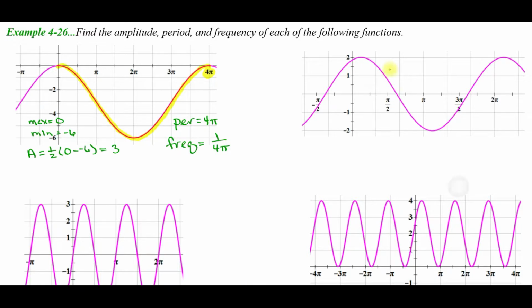Okay, so over here on the second example, I'm going to move over to the right. Here my maximum is 2, and my minimum is -2. So my amplitude is 1/2 of 2 minus -2, so 1/2 of 4, which is 2. If your max and min are opposite values, then your amplitude will be the positive value.